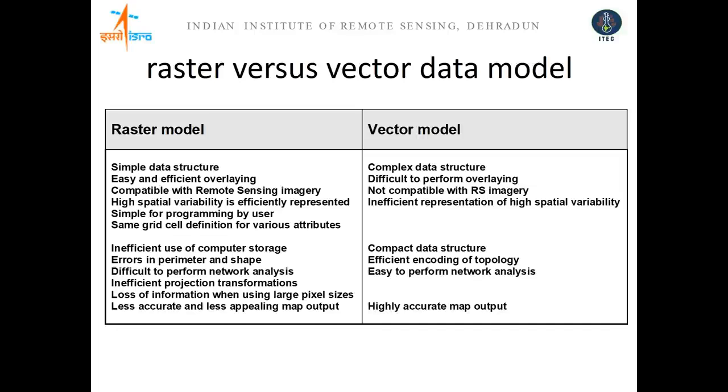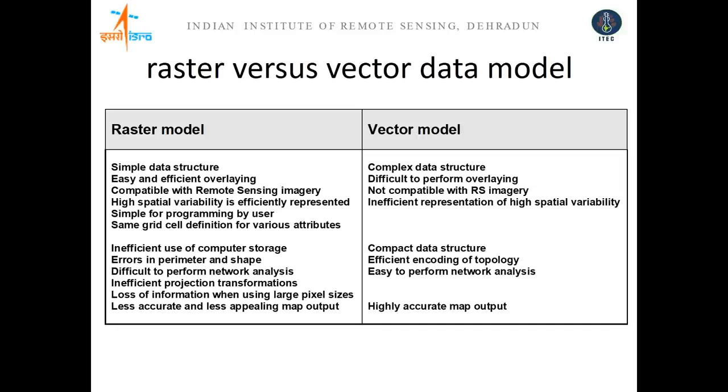There are errors in perimeter and shape. There are errors in the raster data model, because here you are storing the data in the form of pixels, and if you are making use of different sizes of pixels, like there might be a map with a smaller pixel size, and a map with a bigger pixel size, then there might be a possibility of errors in perimeter and shape. So those types of issues come with the raster data, which never happens with the vector data model.